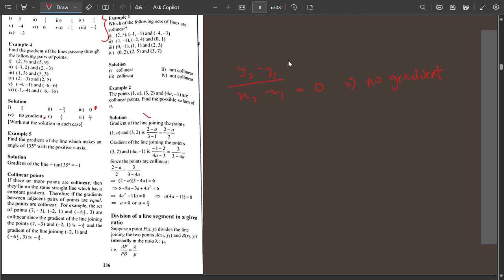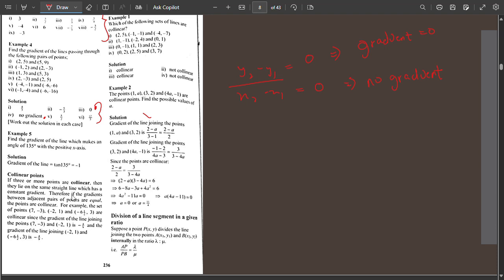However, when the numerator is 0, then we still have a gradient, because we can have fractions with the numerator being 0, but in that case the gradient is equal to 0. Perfect. So we'll see these examples here.